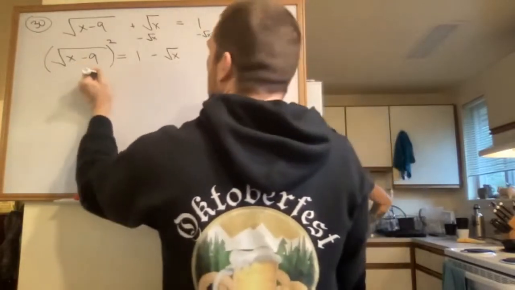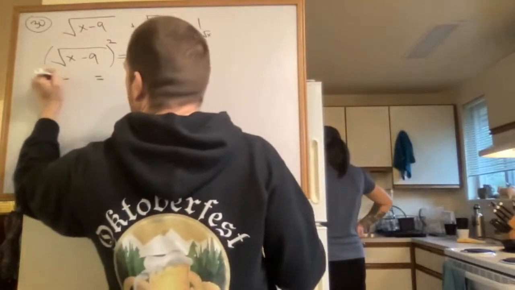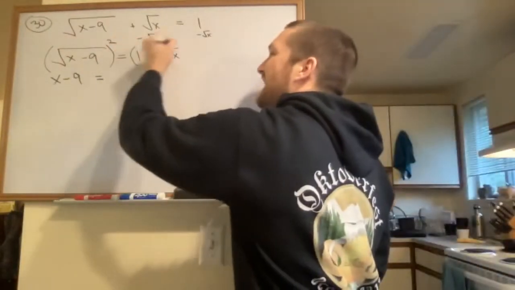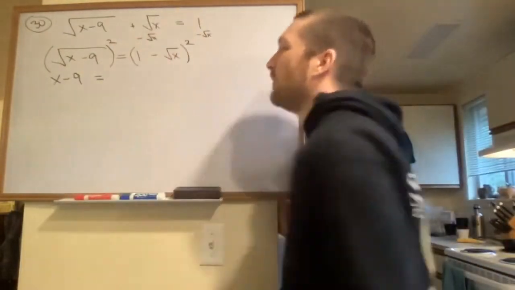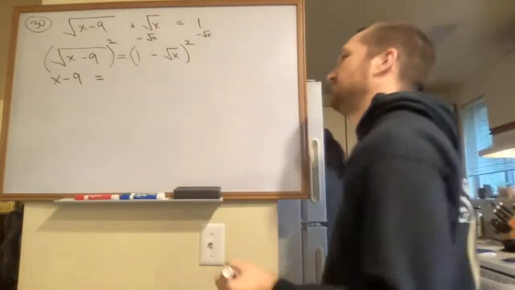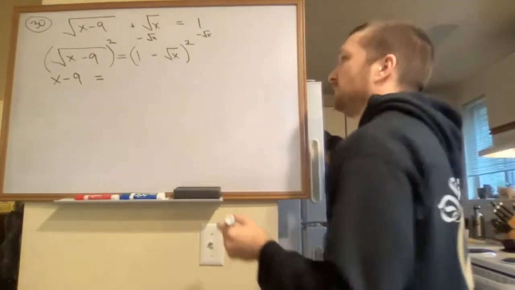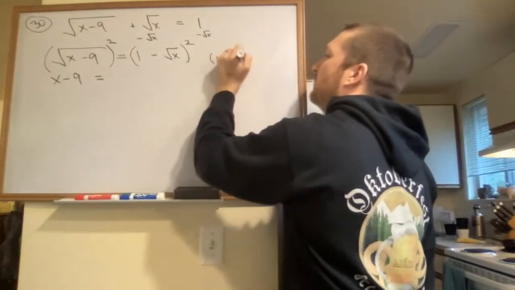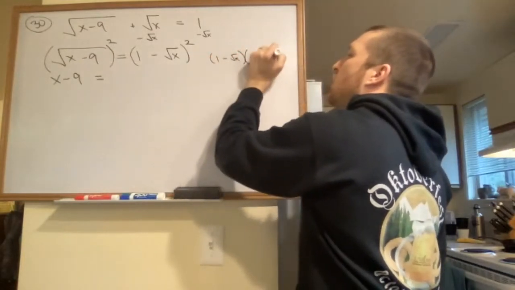X minus 9. Just x minus 9. That's why I did it. It made that thing pop out. But when I square this side, oh boy, what are we going to have to do? FOIL. Yes, we're going to have to FOIL this bad boy. And what do we get?